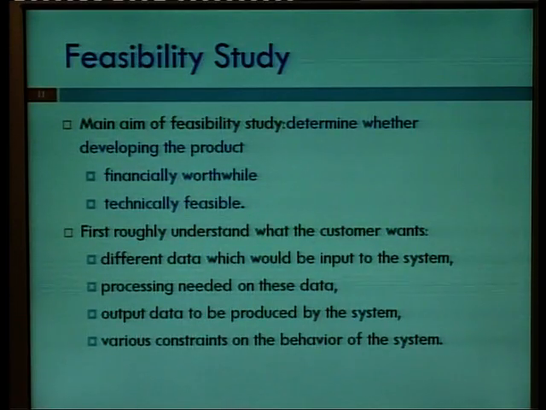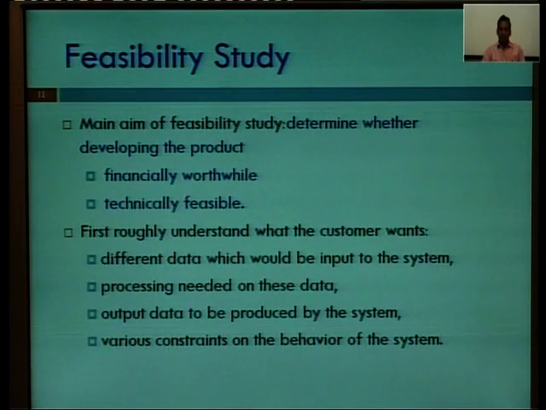The first phase in the software development life cycle model is the feasibility study. The main aim of the feasibility study is to determine whether developing the product is financially worthwhile and technically feasible. When we roughly understand what the customer wants, the different data which would be input to the system is followed up in the feasibility study phase of the software development life cycle model.